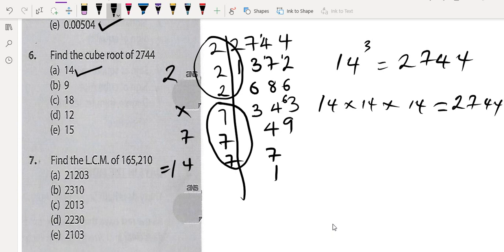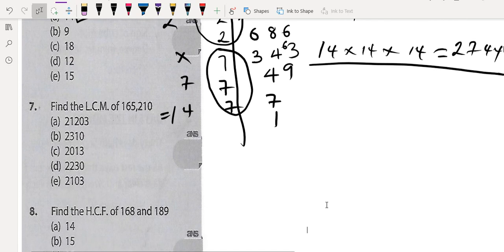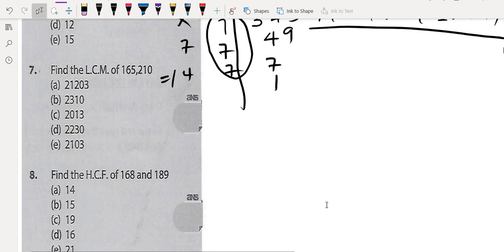Don't just say the cube root of 2,744 is 14. This is what it means: 14 cube will give you this number. Please don't solve blindly. You have to know what you're solving. Number 7. LCM of 165 and 210.